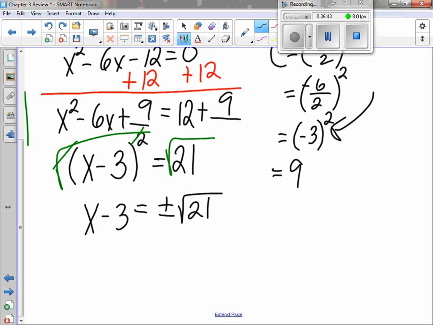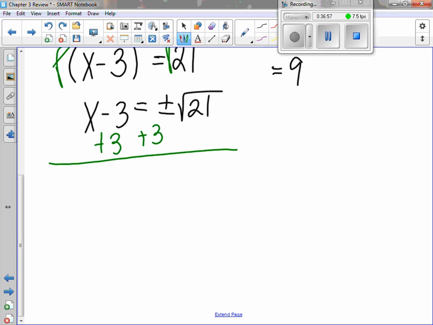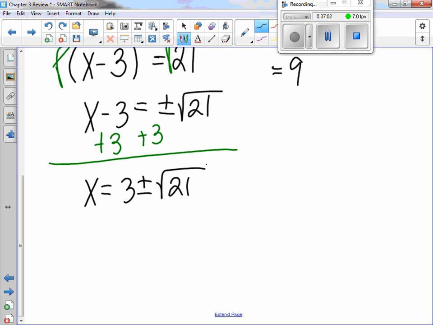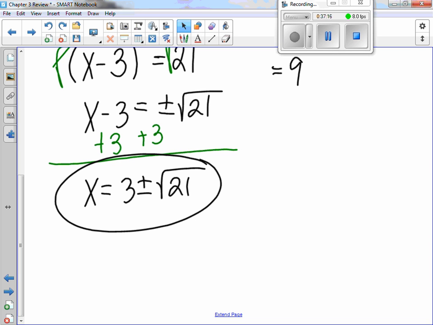Now, it works out that we can't take the square root of 21. It just doesn't simplify down any further than this here. But we do still need to add 3 to both sides. And we get x is equal to 3 plus or minus the square root of 21. And that's as far as we can go, because we can't simplify the square root of 21. It just doesn't simplify. Any questions on this here? Any questions on how we did this one here?